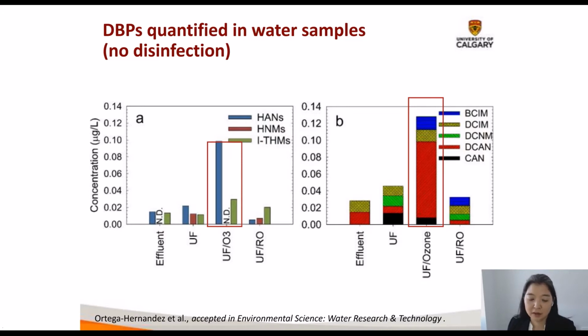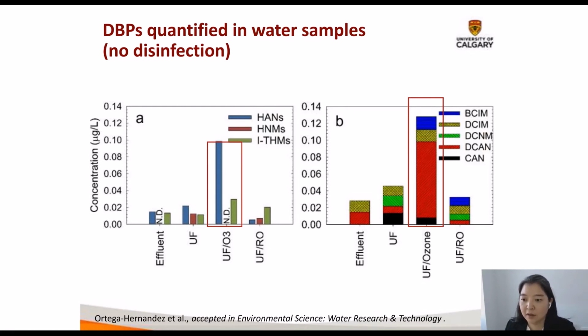Then at the UF ozone treatment, what we observed is that we primarily form halocyanonitrile. So this is about 100 nanograms per liter, or 0.1 micrograms. And this is primarily because of dichloroacetonitrile.